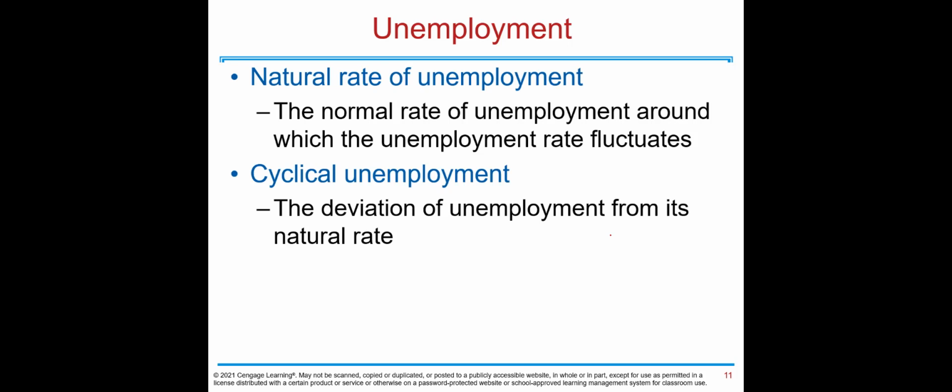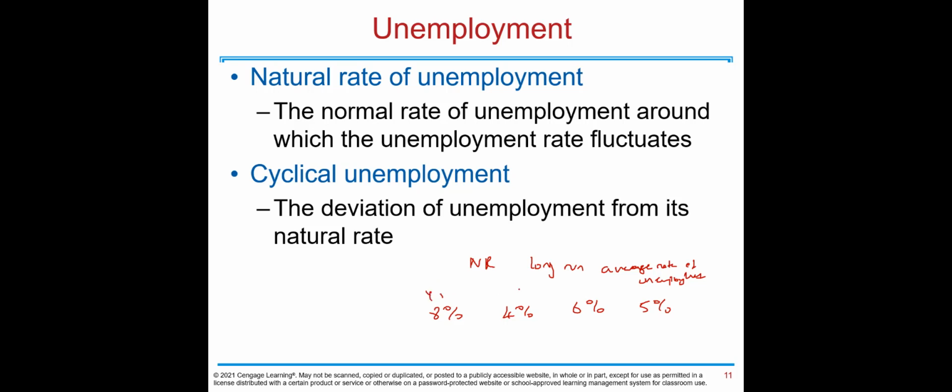Next, I want to talk about the natural rate of unemployment. Natural rate of unemployment refers to the rate of unemployment around which the unemployment rate fluctuates. Cyclical unemployment is the deviation of unemployment from its natural rate. So the best way to understand the natural rate, let's say the natural rate is a long run average rate of unemployment. So for instance, this period you have 8% unemployment, next 4%, and then 6% and 5%.